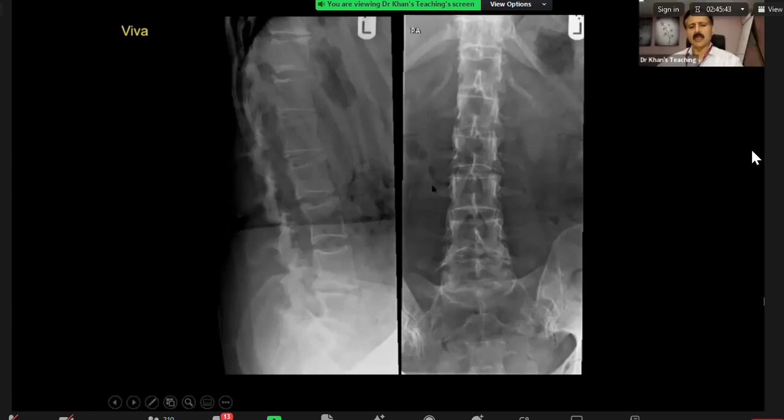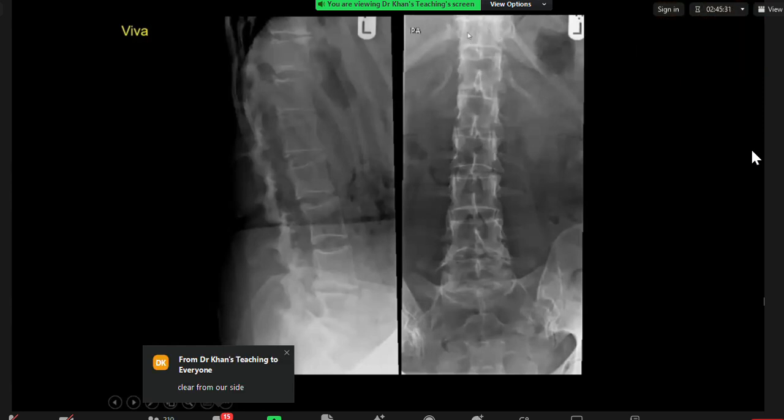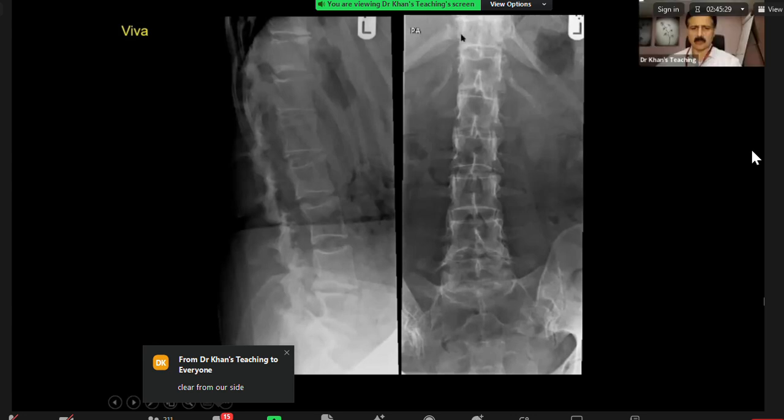Okay, fine. Now, this is the AP film, and if it comes in the exam, look carefully at these pedicles. Compare this pedicle with the pedicle here, for example. Look at this pedicle, how thick it is. So these are sort of compressed laterally. So if this is the interpedicular distance, this distance is increased.